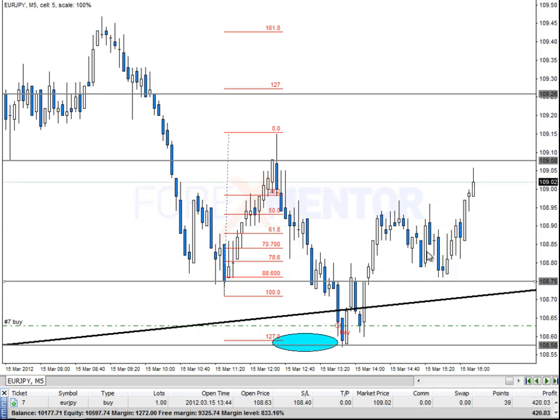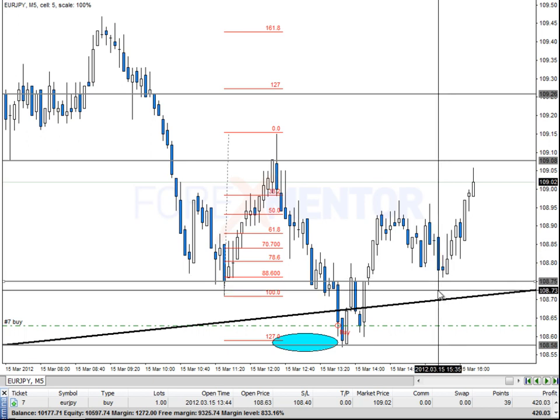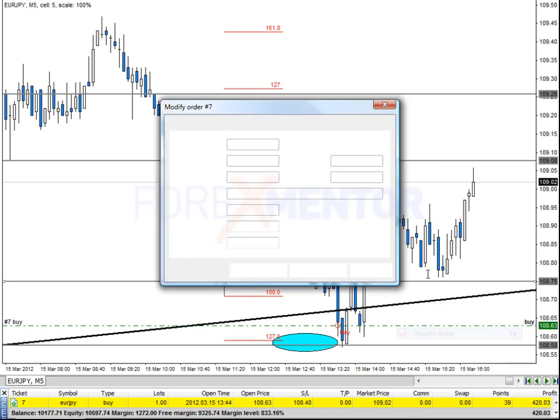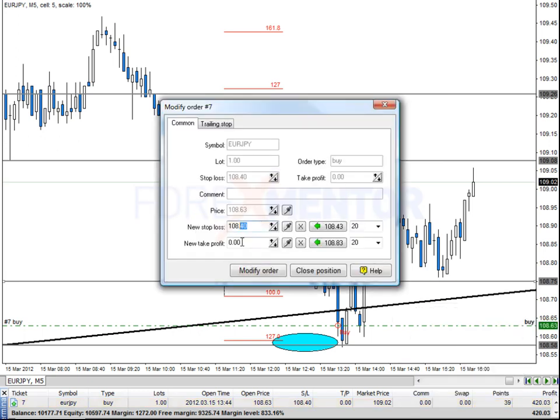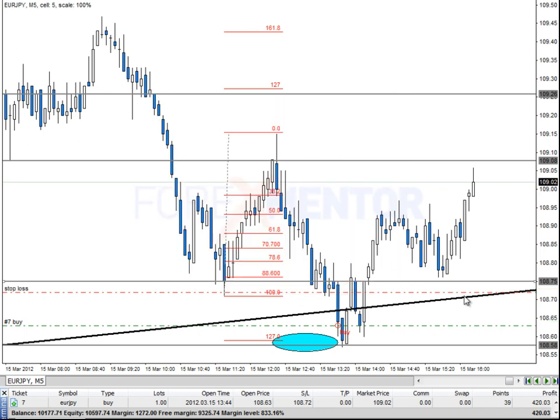Okay, so you see how we've got the swing, and then price starts to rally. So I think I'm actually going to move the stop up and lock in a profit. See this area here, 108.75. Let's go 108.72, up 39 pips. I'll move the stop loss up to 108.72. So we've locked some profit in now.